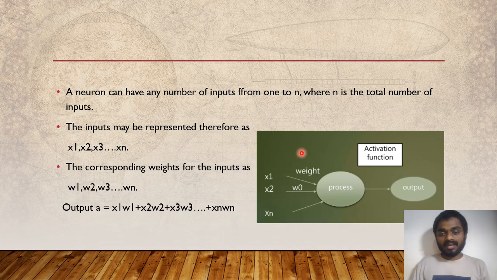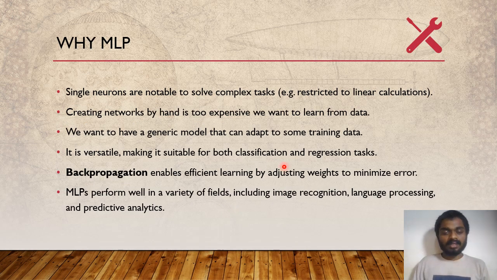Let's see how the neuron works. A neuron can have n number of inputs from 1 to n, where n is the total number of inputs, and there will be a weight for each input. The inputs may be represented as x1, x2, x3, and so on up to xn. The corresponding weights for the inputs are w1, w2, w3, and wn. The output will be found by using the formula x1w1 plus x2w2 plus x3w3 and so on till xnwn.